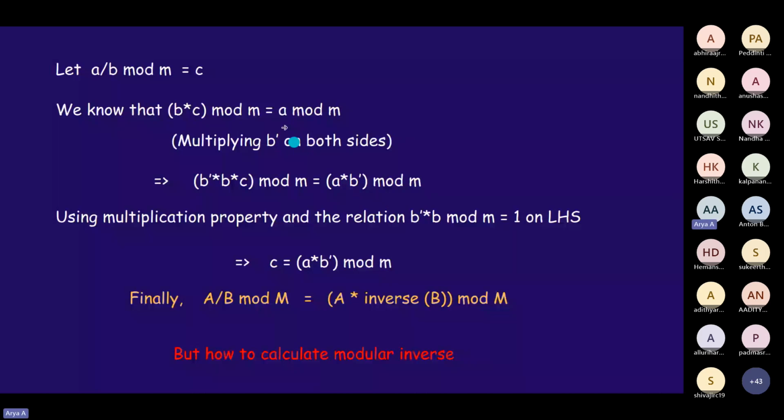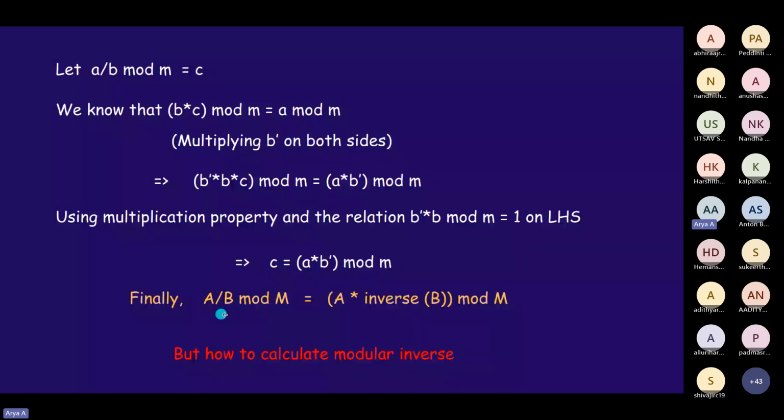But you know that c is a result of this particular modular expression. Whenever you know that a by b mod m is c, you can directly say that c is a number less than m. Hence c mod m is also c only. You need not do anything special to that. So hence c becomes a into b prime mod m. This is c, and we know that c is a by b mod m.